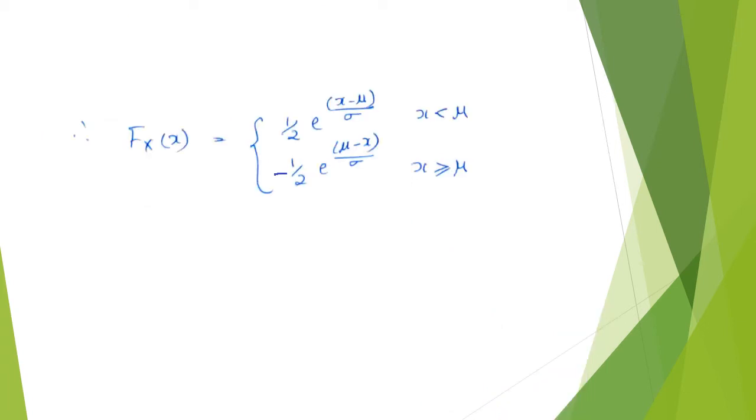Hence we can conclude that Fx of x will be half e raised to x minus mu by sigma when x is less than mu, and minus half e raised to mu minus x by sigma when x is greater than mu. The mean will be mu and the variance will be 2 sigma square, whose derivation is out of scope of our syllabus, so we are not discussing that here.